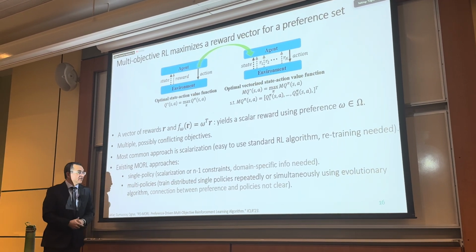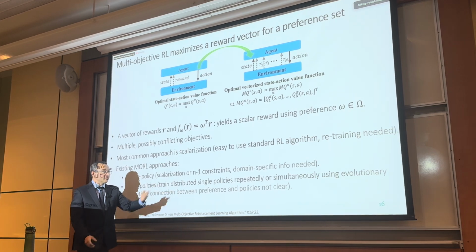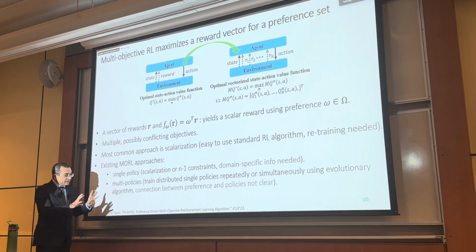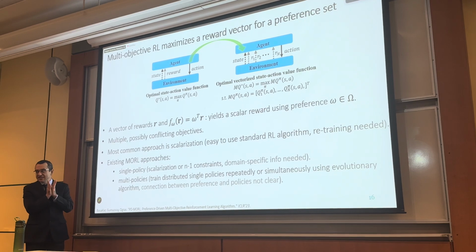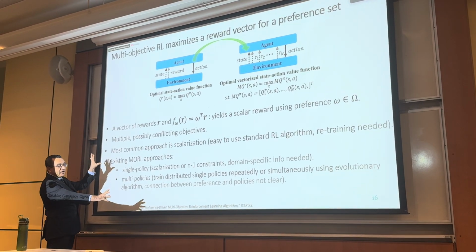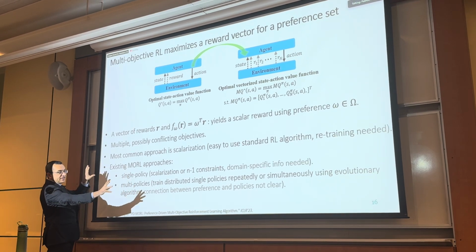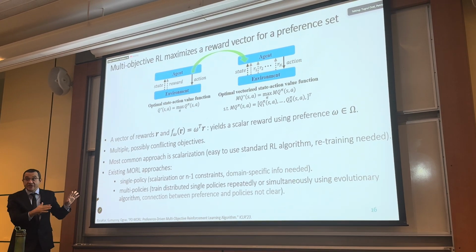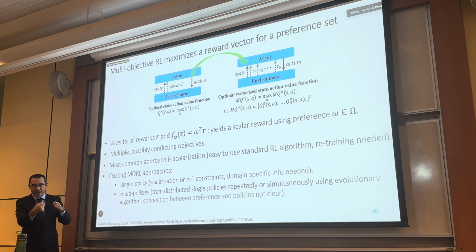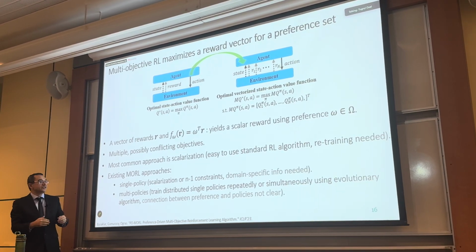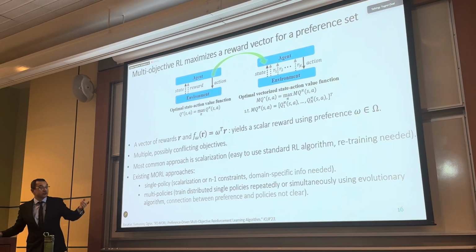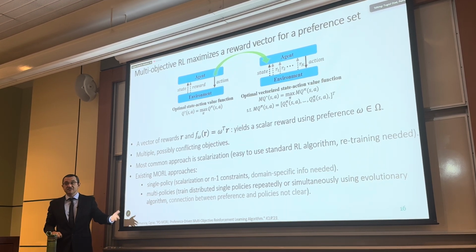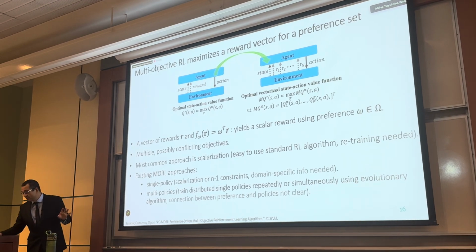Another one is multi-policies. Essentially, you train distributed single policies repeatedly or simultaneously. For example, here is an evolutionary algorithm. But there are some careful treatments needed there. Because you have a Pareto front, and you have some individual policies, and then you need to find how these transition, and that the transition is not too bumpy, because it's a control policy. You're trading off the weights, you're trading off the different states. So you need to be a little bit careful there. And also there is a possibility, depending on how complicated the Pareto front is, of how many policies are needed, etc. So those are also some problems there.